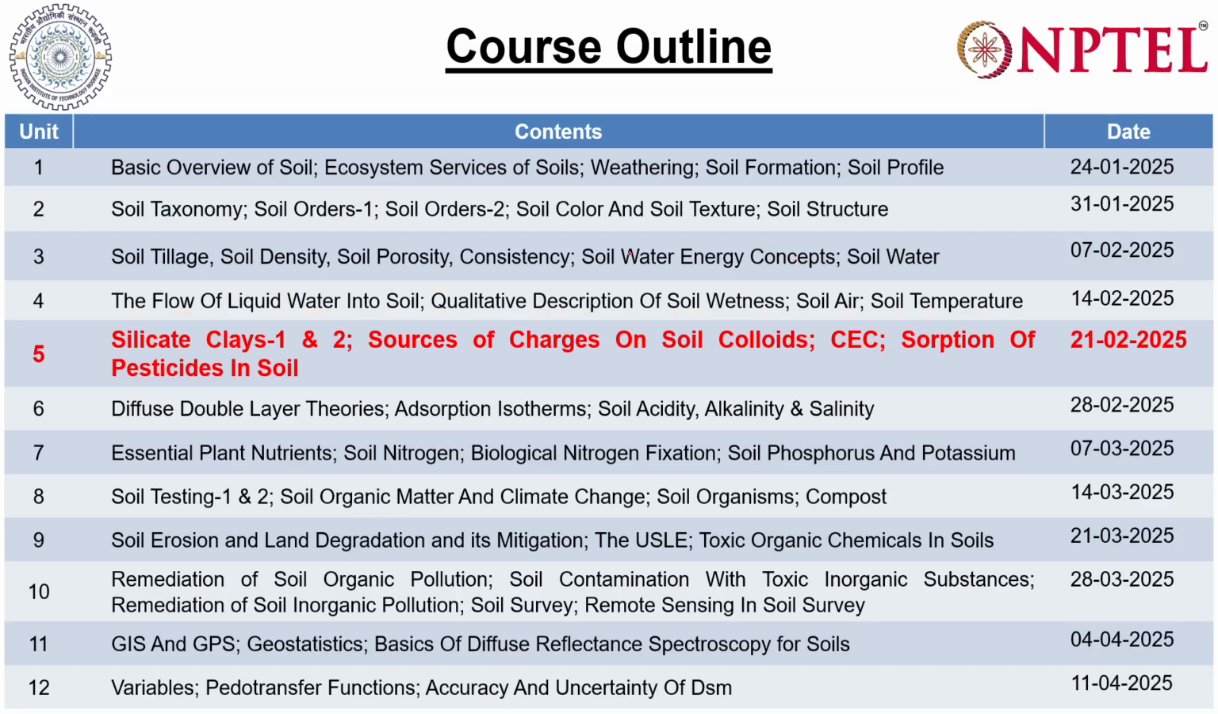Okay, so today we are at week 5, and this week we have covered silicate clays, its types, what are the sources of charges on soil colloids, then one important concept called cation exchange capacity, and sorption of pesticides in soil. Right, so before we begin, let me quickly recap what we have covered till now.